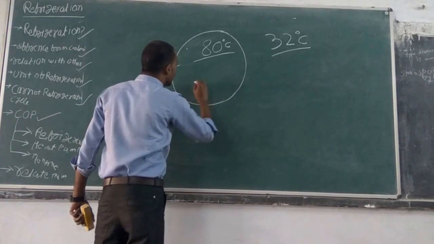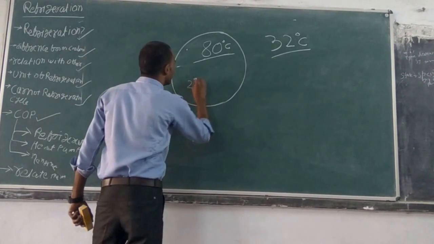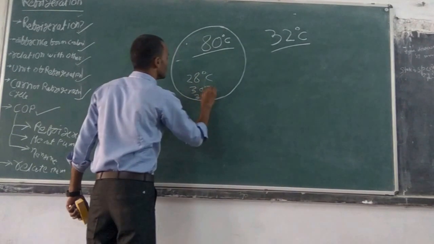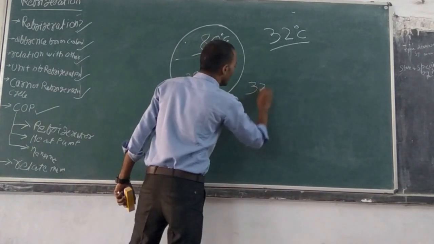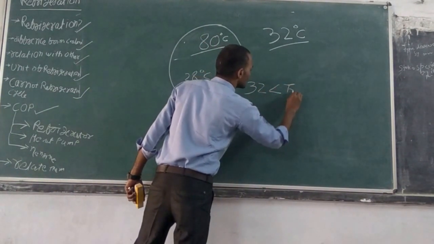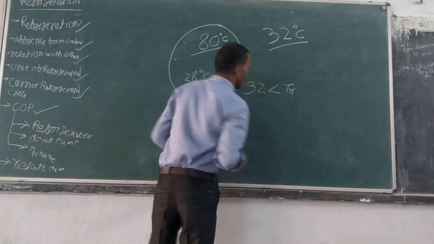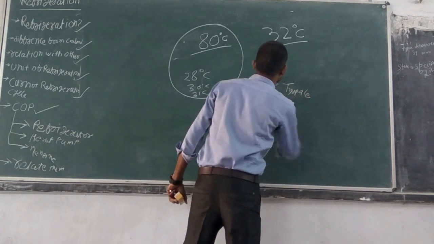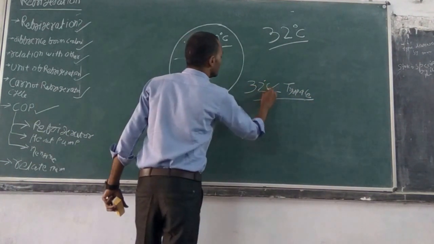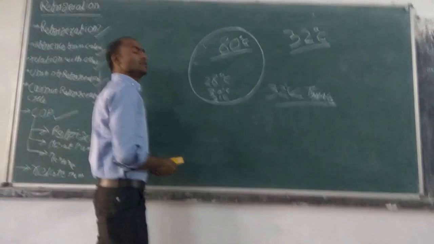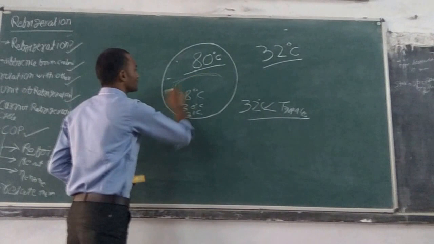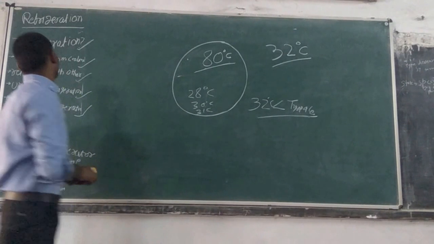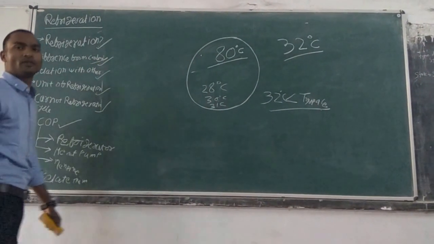So if we reduce its temperature to 28, 30, 31, any temperature below the atmospheric temperature, it will show that the refrigeration is working in the particular space. And now coming to the second topic, that is the difference from cooling.